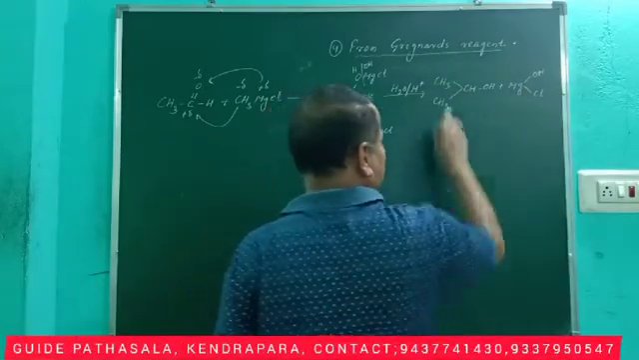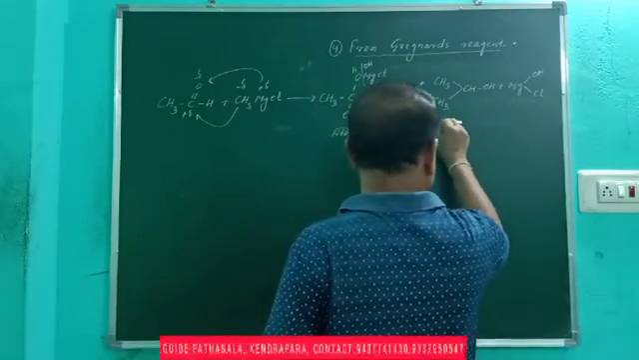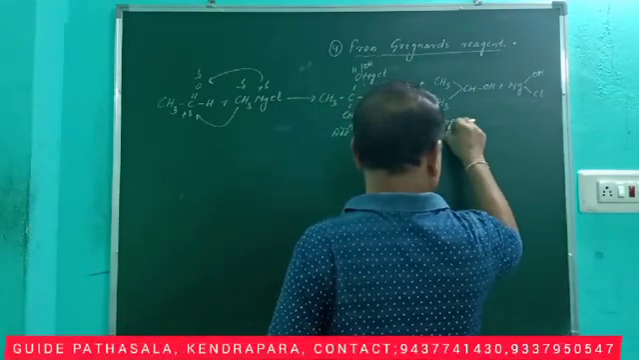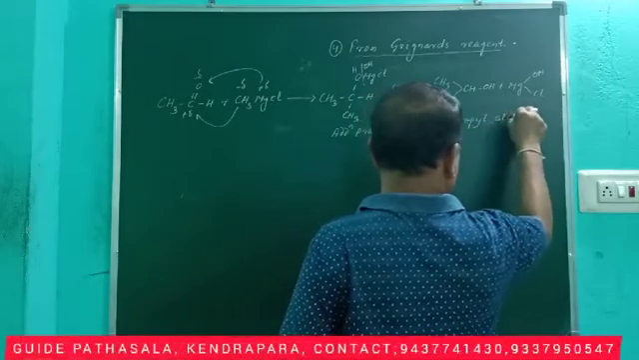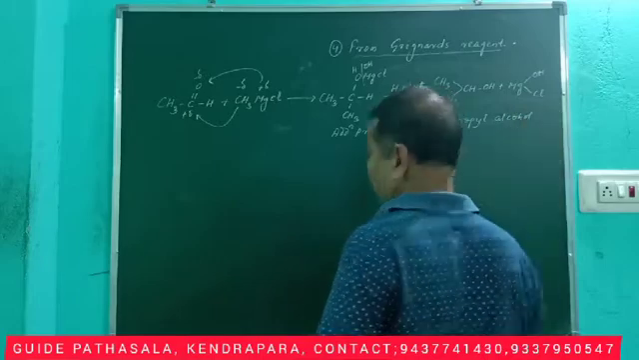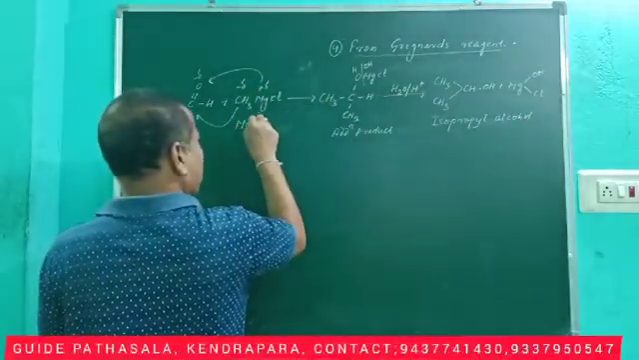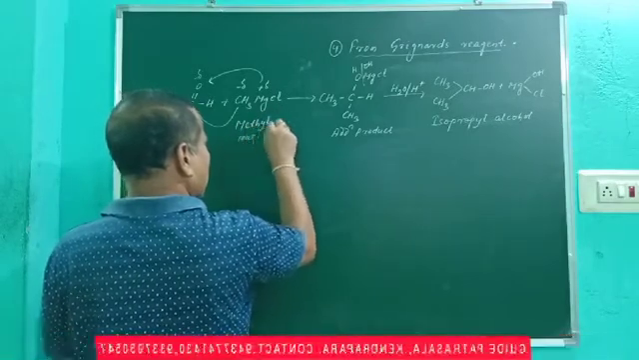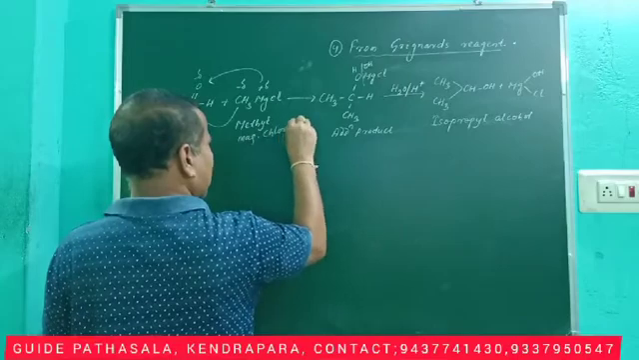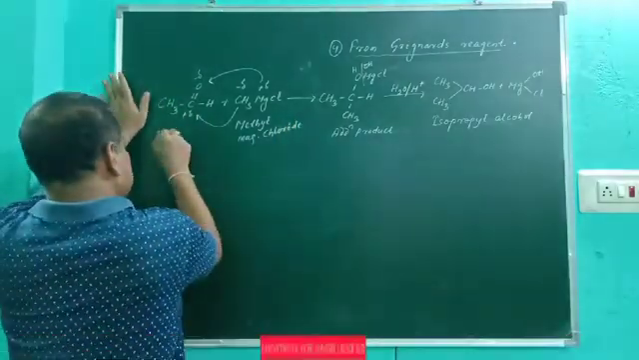Its common name is isopropyl alcohol. As it is secondary, iso is added. This is isopropyl alcohol, a secondary alcohol, formed from methyl magnesium chloride and acetaldehyde.